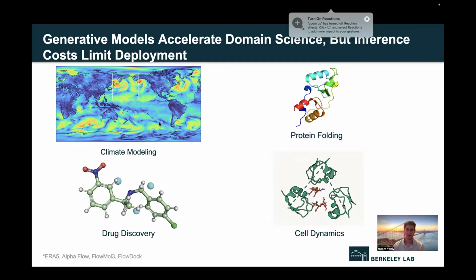But there is a bottleneck. While these models are very powerful, their inference cost has been quite restrictive. In scientific contexts, we aren't just generating a single image. We need to generate thousands of samples for statistical significance, and the current methods are just too slow for these live applications.